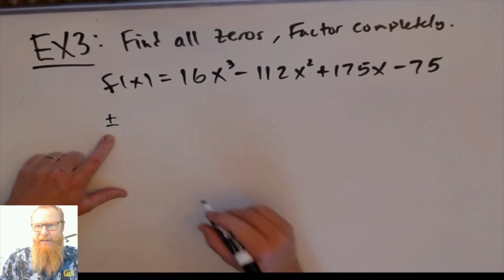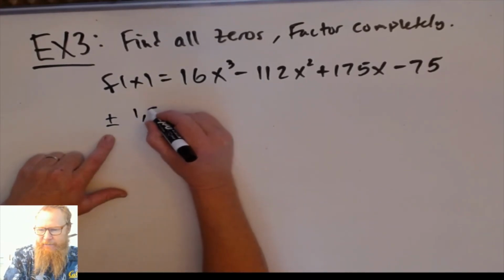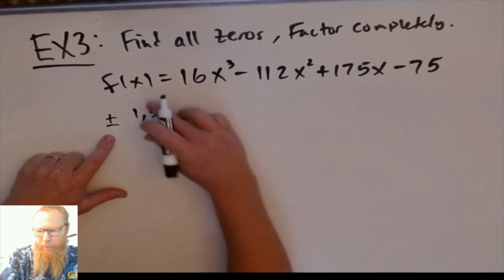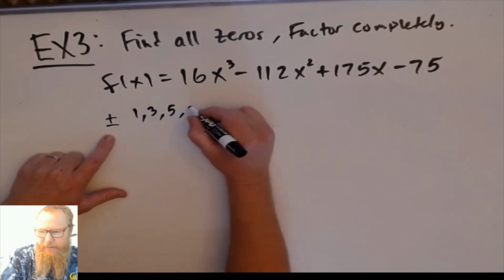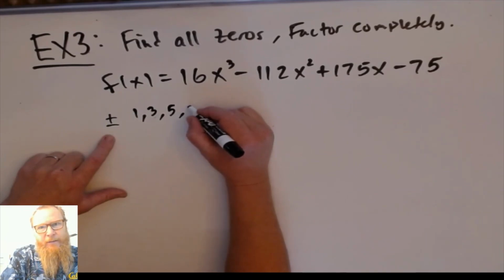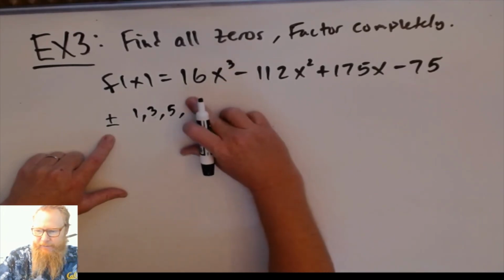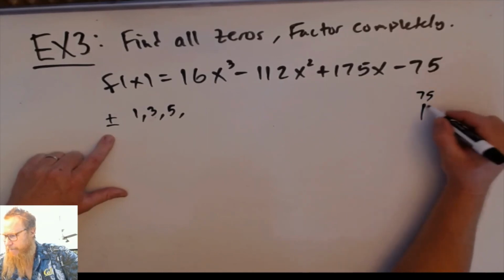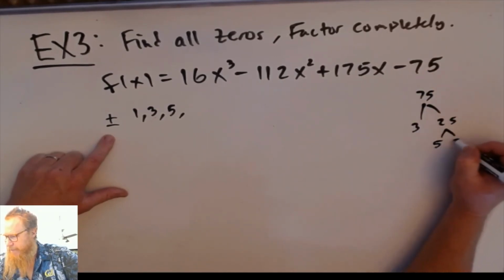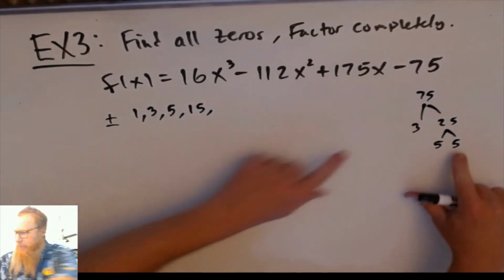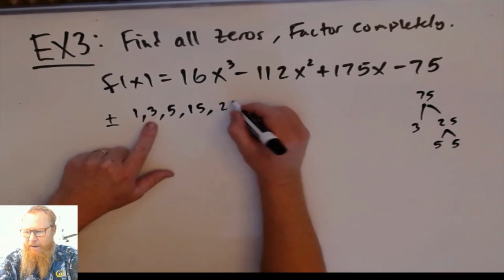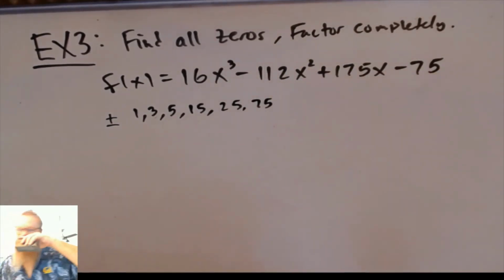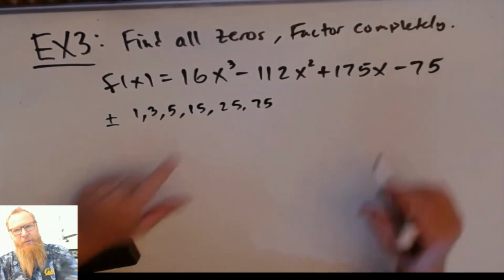So factors of 75 are 1, 5. What else? 3. What else? 25. If you have to, actually divide it out, 75 is 3 times 25. 25 is 5 times 5. So 15 then. 3 and 5 is 15. 25 and 3, and then 75. I almost didn't find 15 until I drew the little factor tree.